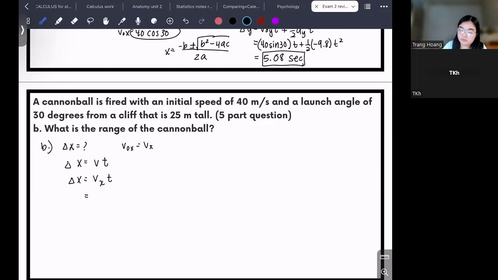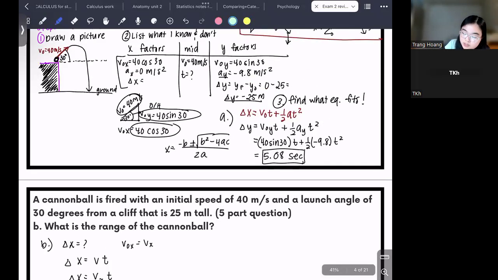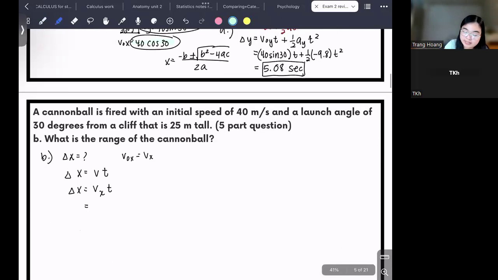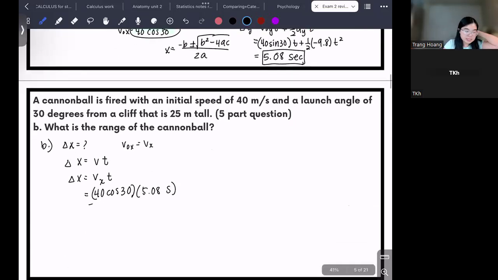And so in this case, we just have to make sure we solve for it. And we did, we solved for it right here. So now we're just going to carry that down. 40 cosine 30 times t, which we saw from earlier, 5.08 seconds. Let me add that, 5.08 seconds. Okay. And so once we plug this in, then we have our answer, which is 175.98 meters.